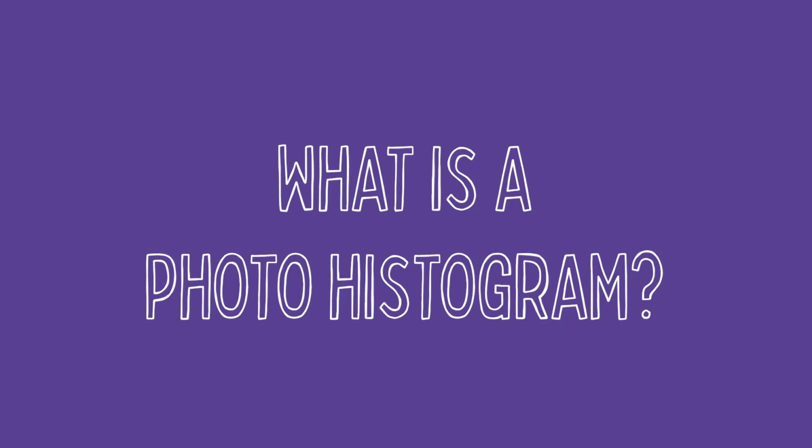Well, looking at your photo histogram and knowing how to read it can give you a lot of input as to how your exposure in your photo is. So, what is a histogram? It's a graphic representation of the exposure of your photo, and it represents the entire tonal range.